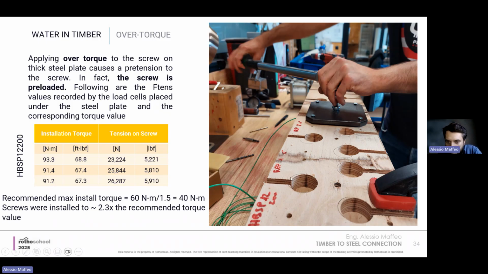And in this case, this piece of timber is made again with load cells inserted in these small circular millings. And again, when we over torque, so when we apply a torque that is too high, so this one on the left between 68, 67 of installation torque, this is the amount of tensile stress, so the force that you get on the fastener. So this is for one fastener.